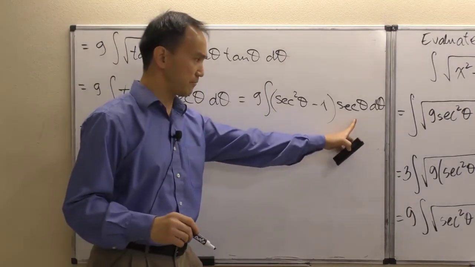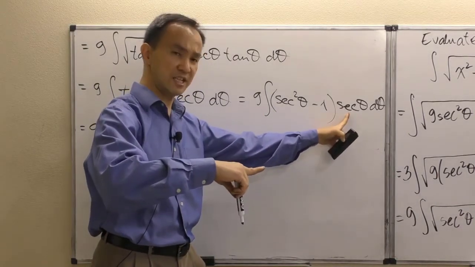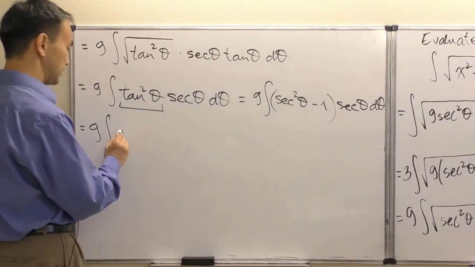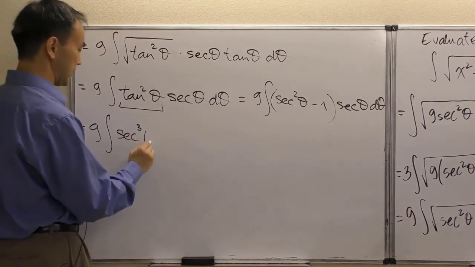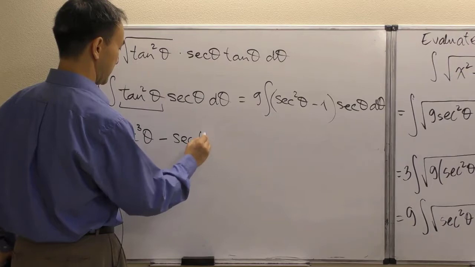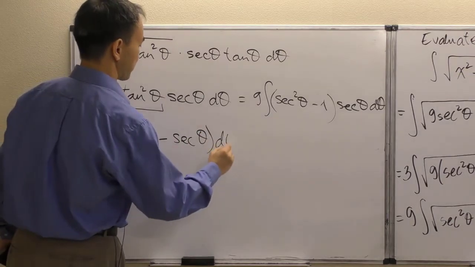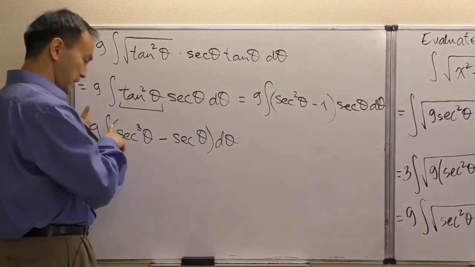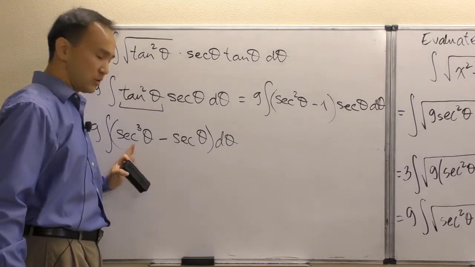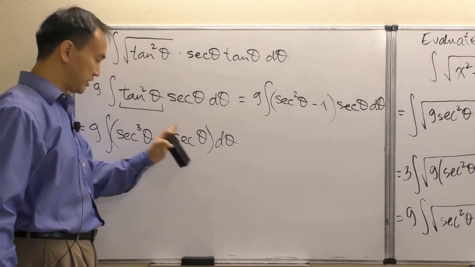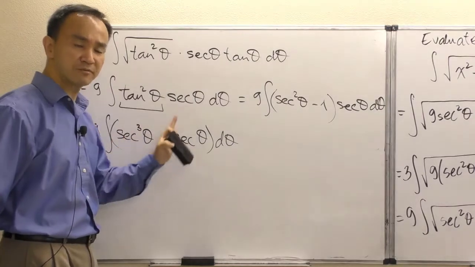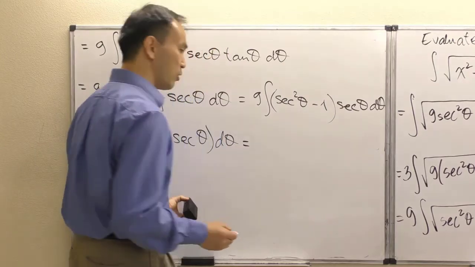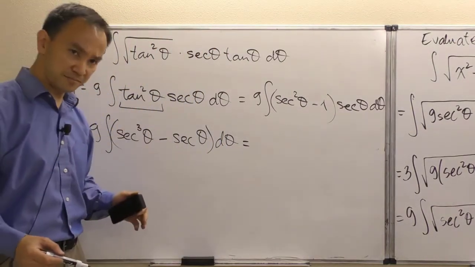So from that step right here, in the next step I am going to distribute that secant theta into these two terms. So I'm going to produce a two terms integral. The first term here is secant cube of theta and minus secant of theta, with a d theta. That means now I'm going to have an integral with multiple terms where they're all powers of the secant function. So in this style, I am going to be using the reduction formula.